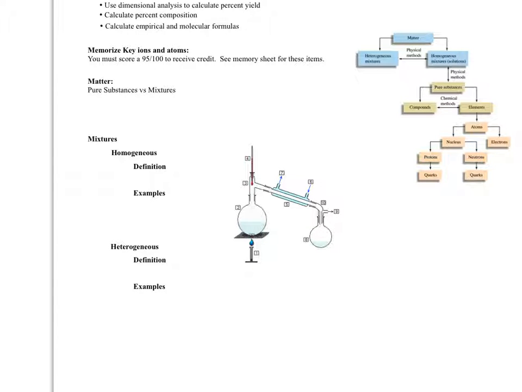Okay, the first thing that I want you to notice on this page, under the objectives, it says memorize key ions and atoms. And it says you must score a 95 out of 100 to receive credit. So this weekend on Schoology, I am going to post the polyatomic ions that I need you to memorize. There's about 20 of them. They'll be through Quizlet, so you can do flashcards.